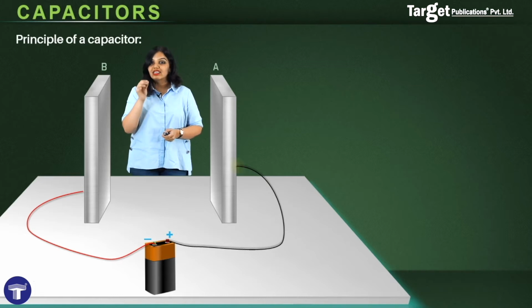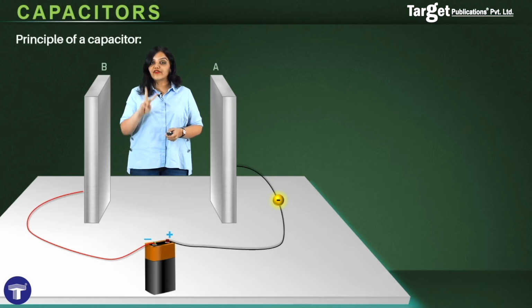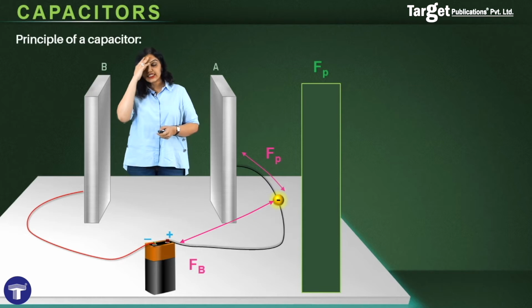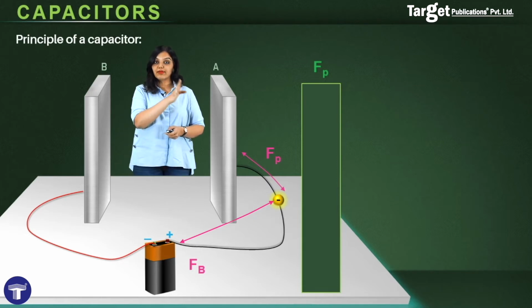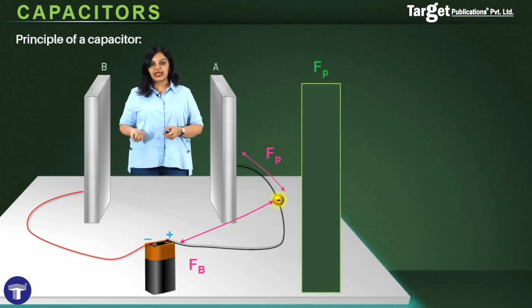When an electron leaves plate A, it is actually attracted by two different forces. The first one is the force of the plate on the electron, and the second one is the force of the battery on the electron. So let's say that the first force is Fp, that is plate on electron, and the second one is Fb, that is battery on electron.